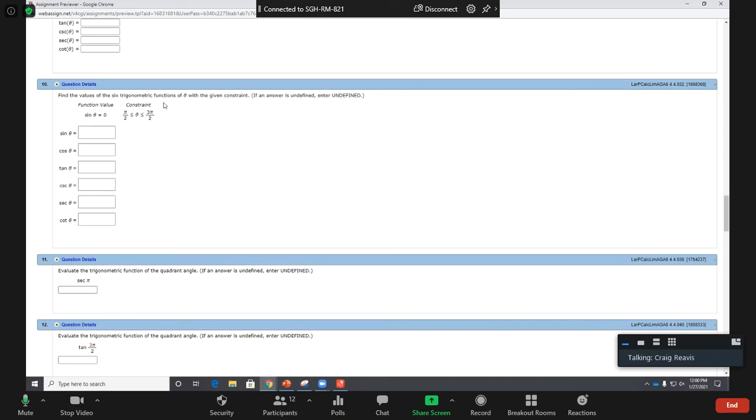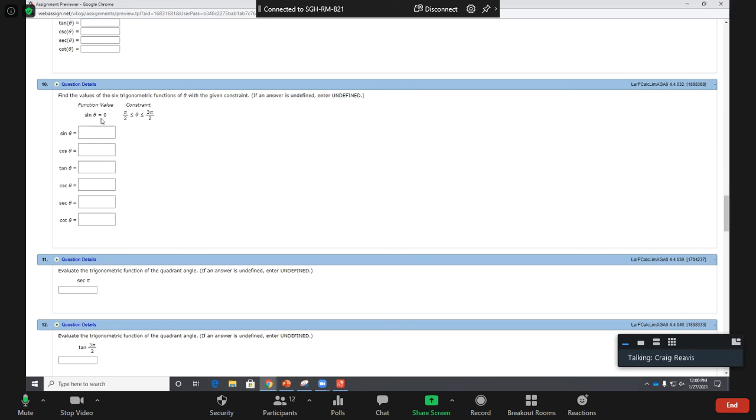Find the value of the 6 trig functions of theta with the given constraint. The constraint is between pi over 2 and 3 pi over 2. That means the constraint just tells you what quadrant it's in. Actually, it's in either quadrant 2 or 3.